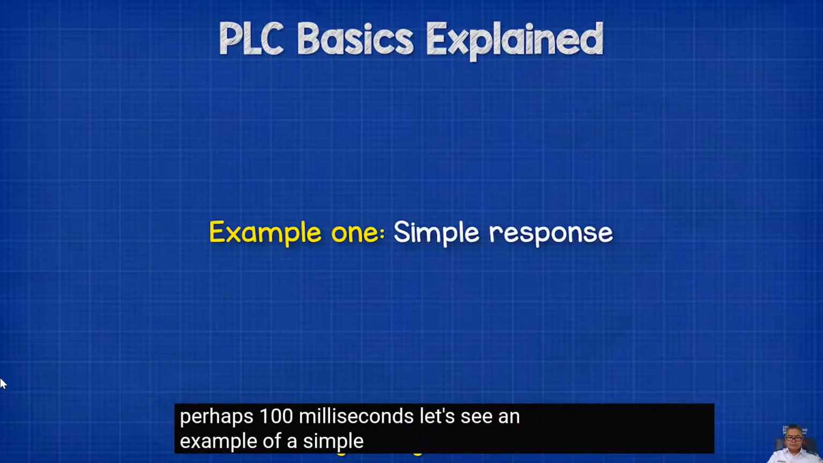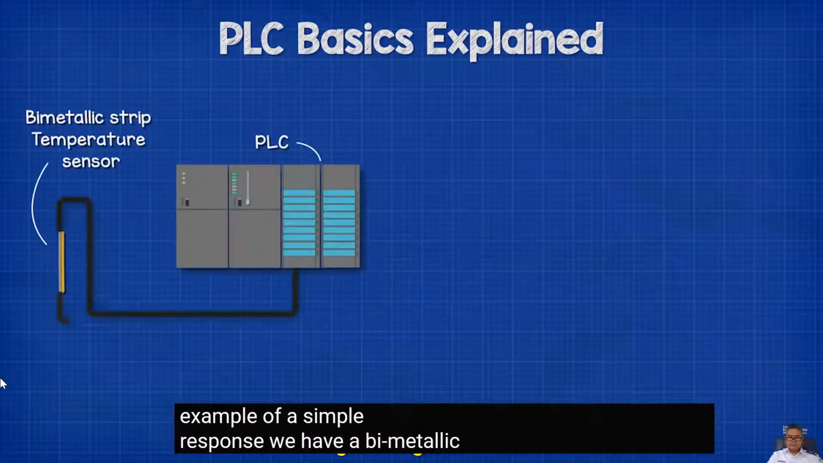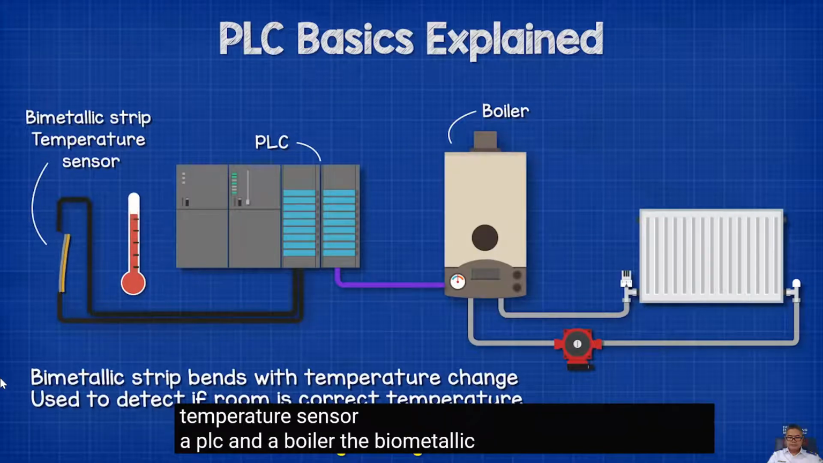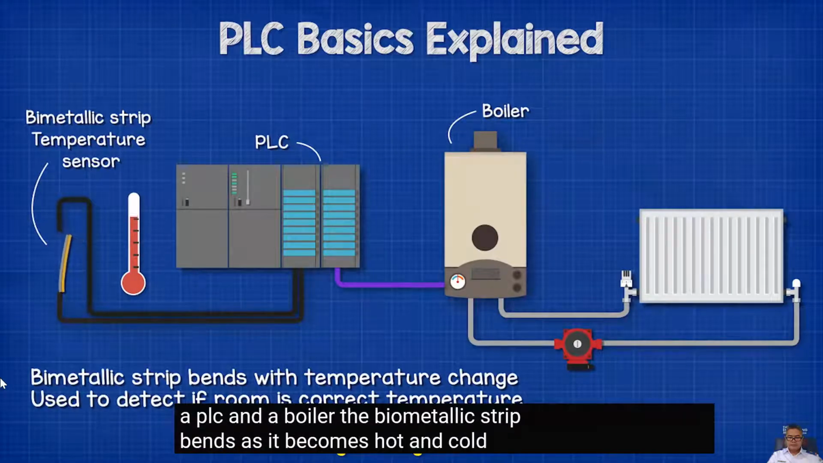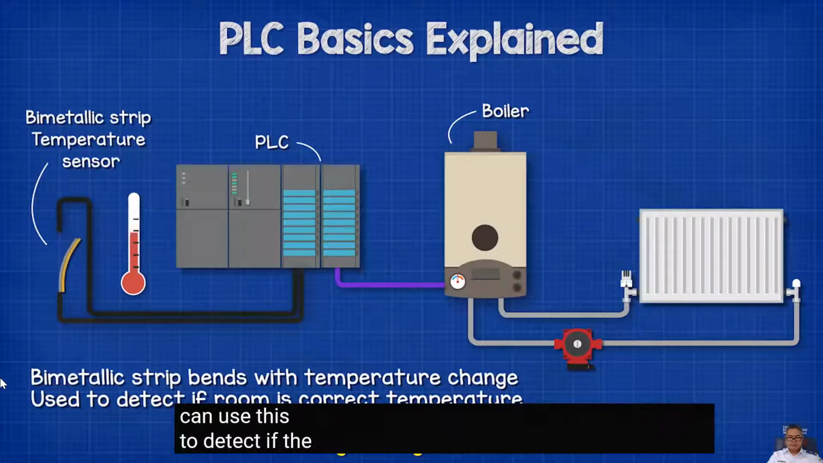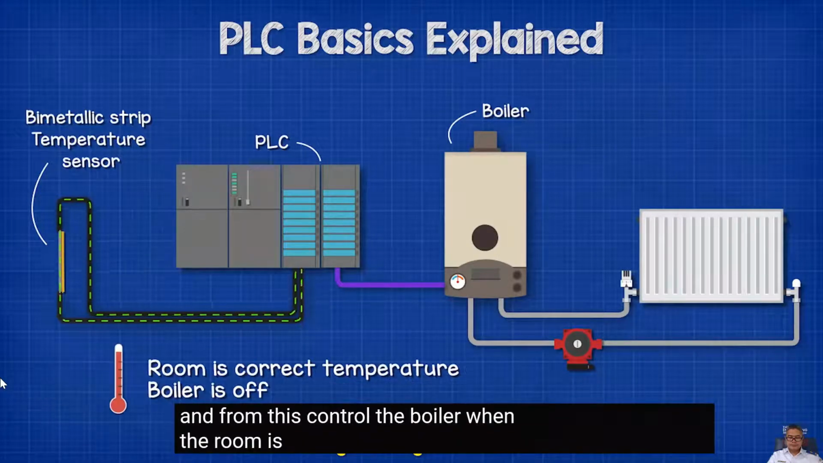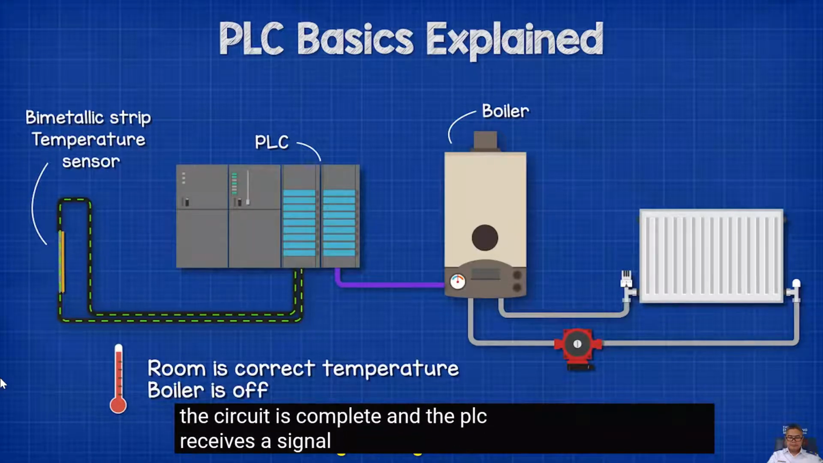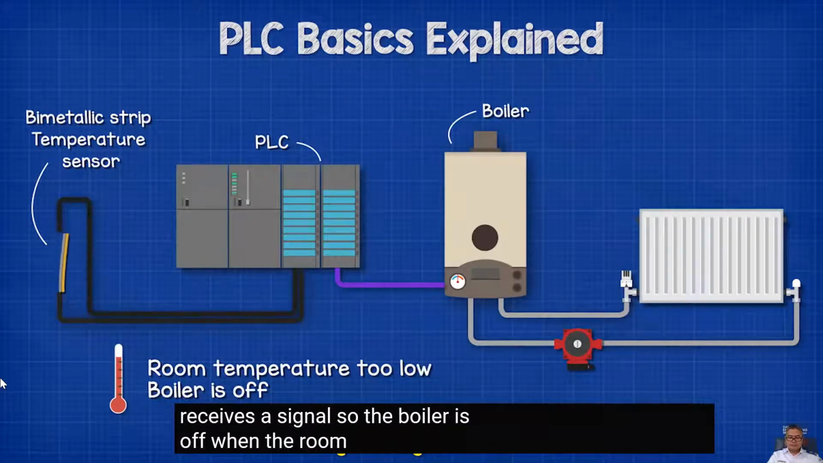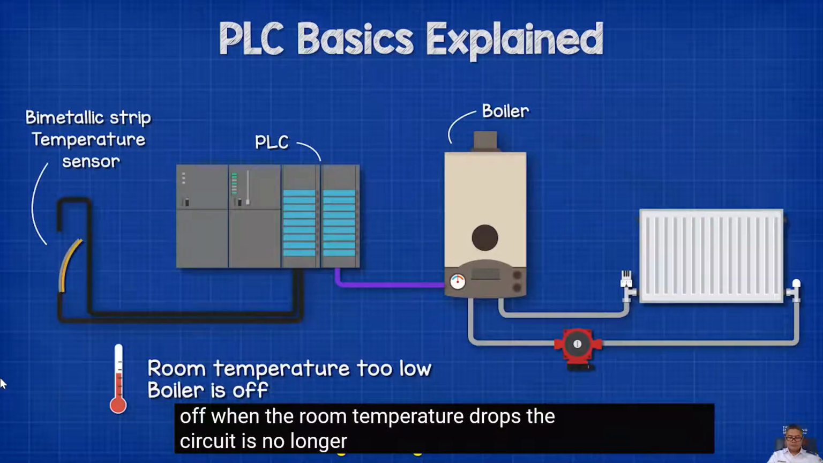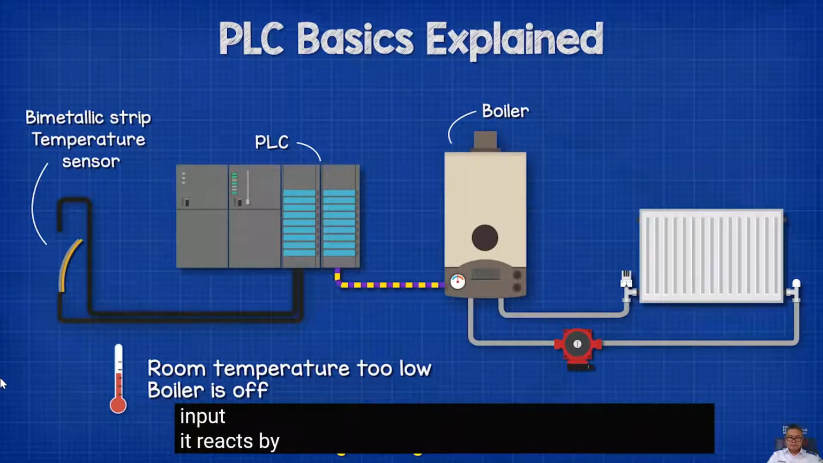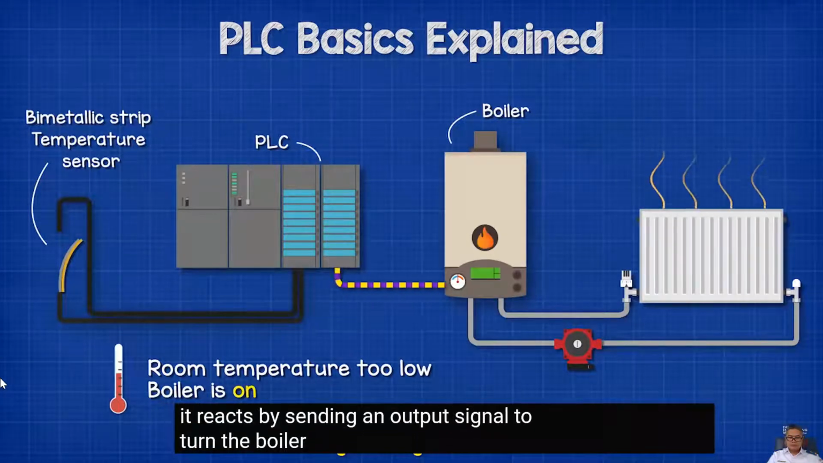Let's see an example of a simple response. We have a bimetallic strip temperature sensor, a PLC, and a boiler. The bimetallic strip bends as it becomes hot and cold, so we can use this to detect if the room is at the desired temperature, and from this control the boiler. When the room is at the correct temperature, the circuit is complete and the PLC receives a signal, so the boiler is off. When the room temperature drops, the circuit is no longer complete and the PLC detects this change on the input. It reacts by sending an output signal to turn the boiler on.